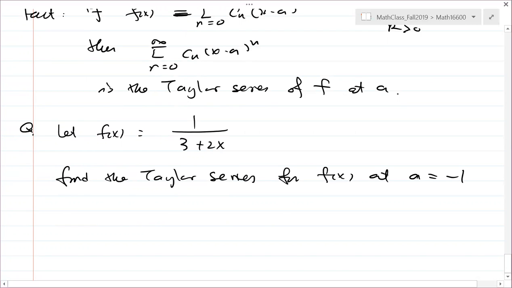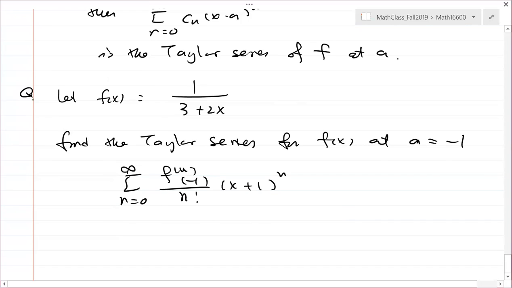Now, if you want to find Taylor series, the formula is that by definition, the Taylor series is going to be this, minus 1 plus 1 to the n. My question is, are you able to find the general formula for the nth order? No, it's too complicated. Yeah, you can figure it out, right? You can do it like that.